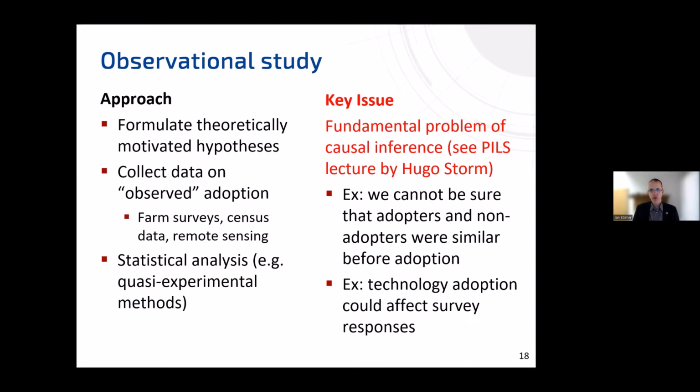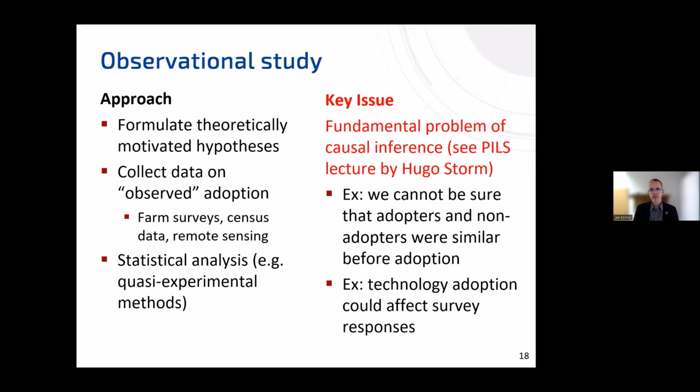We would then go as economists and collect data on observed adoption. That means running a farm survey or looking at census data that hopefully records technology adoption. That is not the case in many countries. So often we don't have that data and have to collect it ourselves. Sometimes we are lucky and have some remote sensing data that helps us to infer technology adoption, but that's not always possible. Once we've done that, we would do some statistical analysis and can here apply quite complex methodologies called quasi-experimental methods.